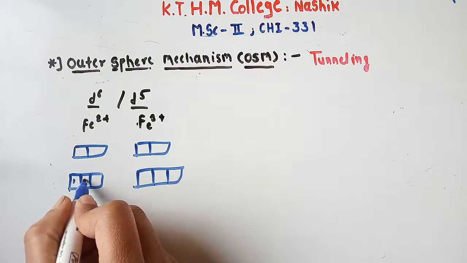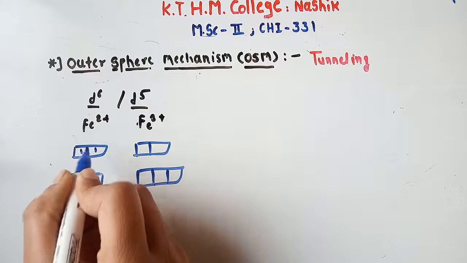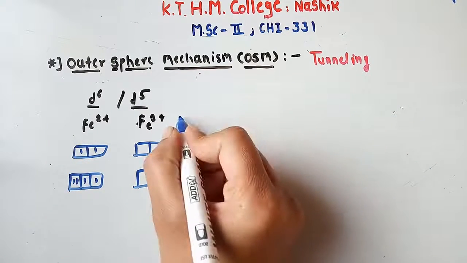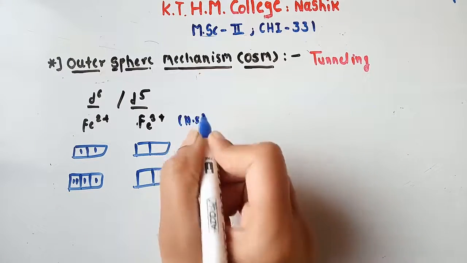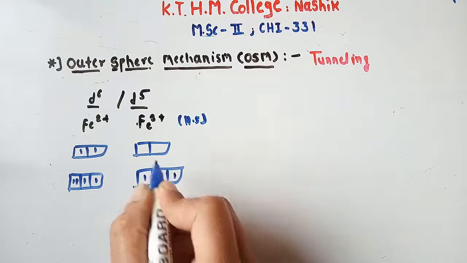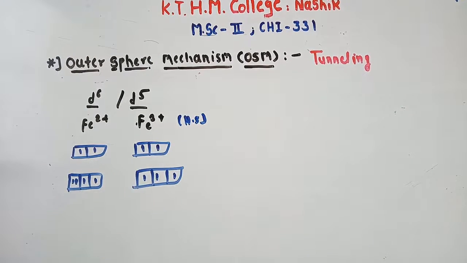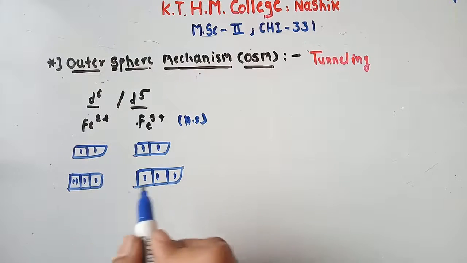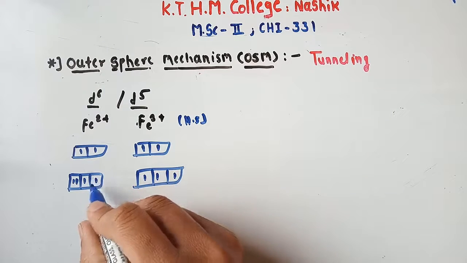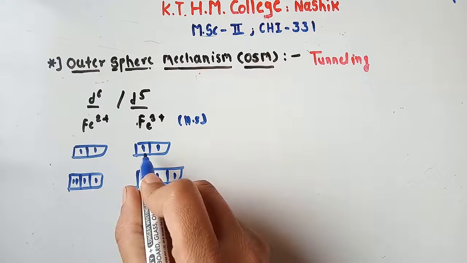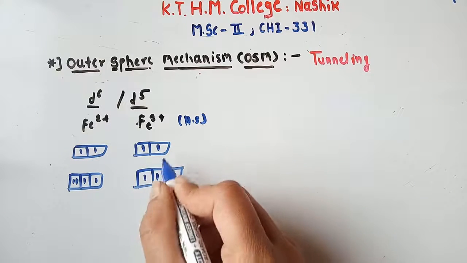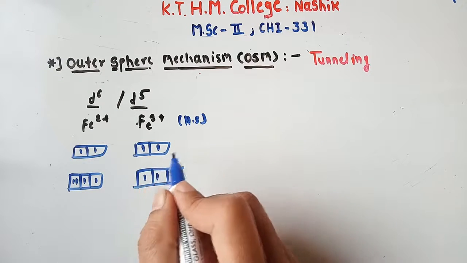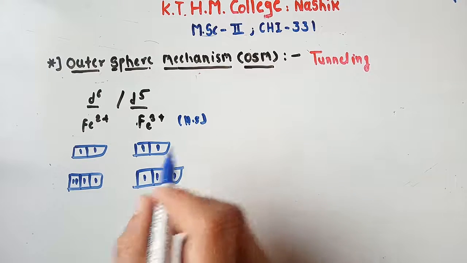D6: 1, 2, 3, 4, 5, 6. No? All are in high spin complexes. 1, 2, 3, 4, 5. Now see, if there is transfer of electron from this T2G to Eg, this cannot be possible because this system is stable one, more stable. So obviously there is transfer of electron.